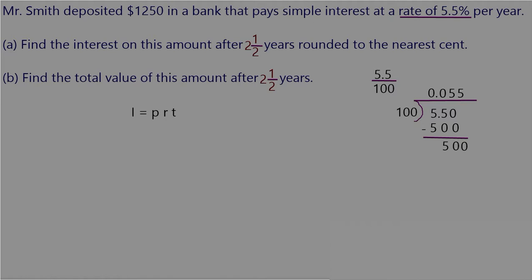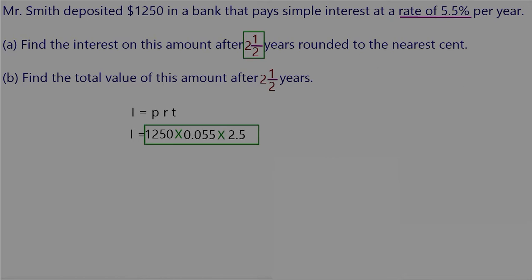We can go ahead now and plug in the values for the formula. The principal equals 1250. The rate is 0.055. And the time is 2.5 years, we can convert that to decimal. 2.5 is simply 2.5 as a decimal. Multiplying the principal by the rate and by the time equals $171.88.